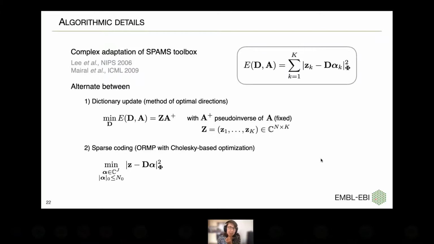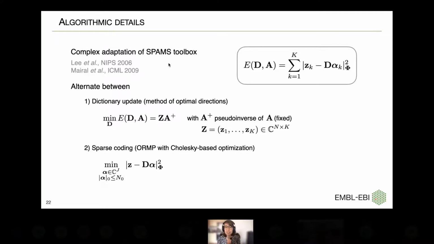And in terms of algorithmic details, I forgot to put this on my slides, but we have code available. So have a look at the paper. There is a link to a Git repo there if you're interested. Effectively, what we had to do is adapt this toolbox called SPAMS, developed by Mairal and colleagues to solve the classical dictionary learning problem, to the case of complex numbers.